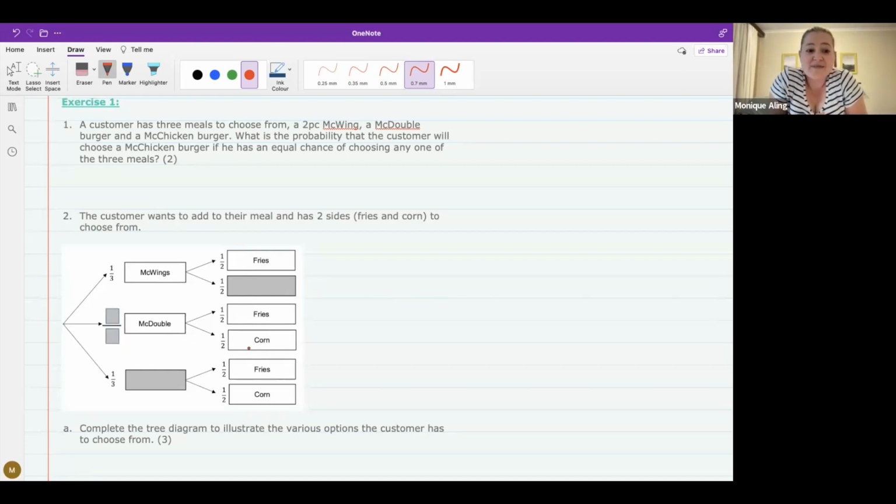It says, a customer has 3 meals to choose from: a 2-piece McWing, a McDouble burger, and a McChicken burger. So there are 3 options to choose from. What is the probability that the customer will choose a McChicken burger if he has an equal chance of choosing any one of the 3 meals? This has got nothing to do with the tree diagram just yet. What is the probability of choosing a McChicken burger? Any takers on the chat?